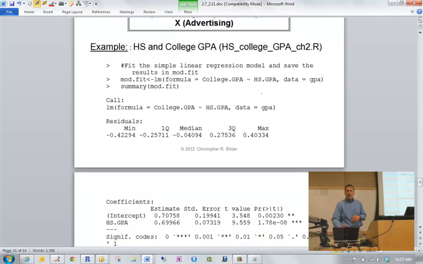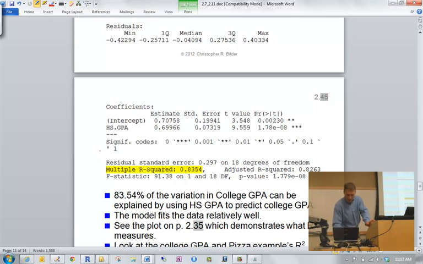For the high school and college GPA example, here's just the output that we've seen before. The key portion of the output that we look at here is what's highlighted. R calls it multiple R squared. That's just simply our R squared, our coefficient of determination, 0.8354. So again, what this means is 83.5% of the variation in college GPA can be explained by using high school GPA to predict it.